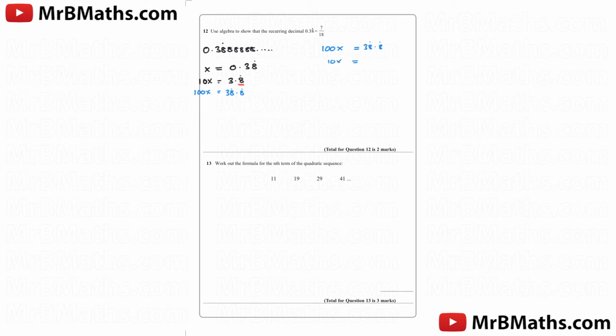10x equals 3.8. If I take those away, I'm going to get 90x equals, if I do 38.8 take away 3.8, I'm going to get 35. To get x by itself, I divide by 90. So x equals 35 over 90. And if I put that into my calculator, I get 7/18.